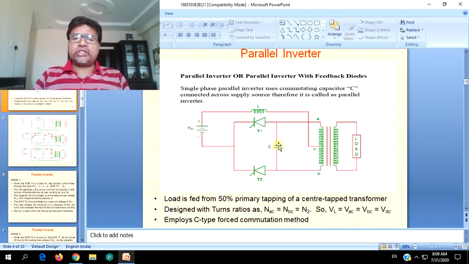And the commutation employed here is where the capacitor is connected in parallel with the load via the primary of the transformer. It is nothing but a C-type forced commutation method, which is the simplest type of the forced commutation, and that is why it is called a parallel inverter. Single phase parallel inverter uses commutating capacitor C connected across supply source, therefore it is called a parallel inverter.